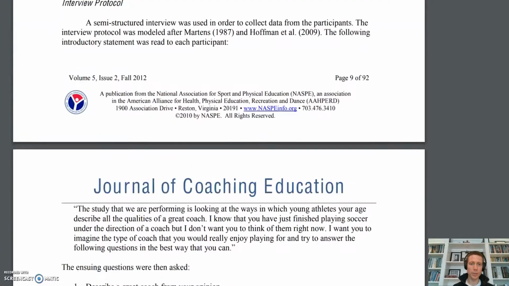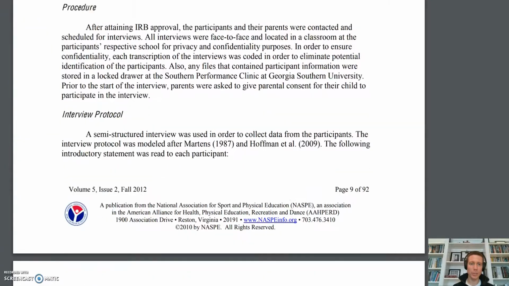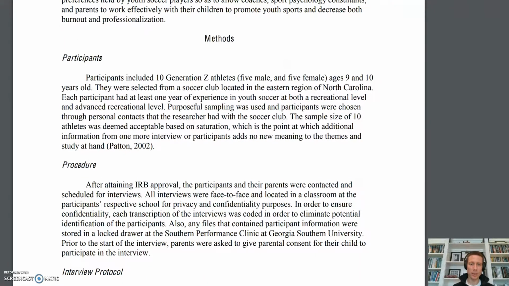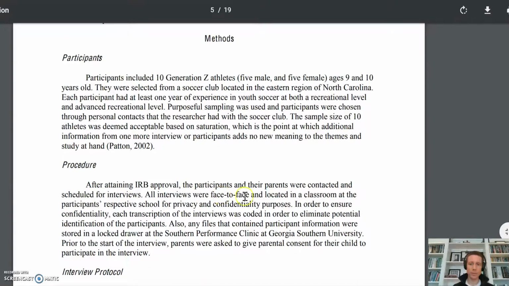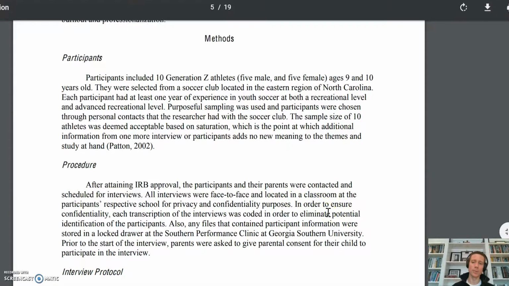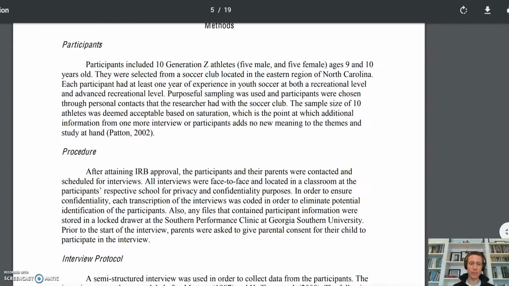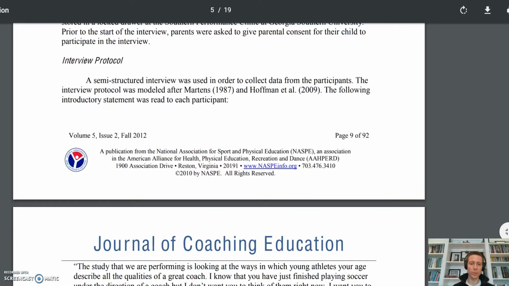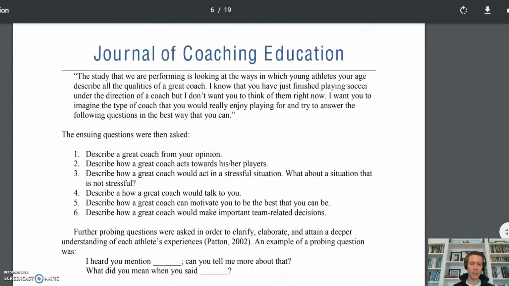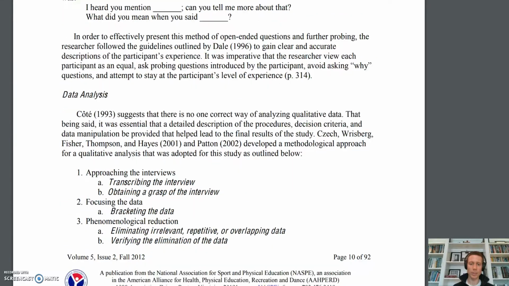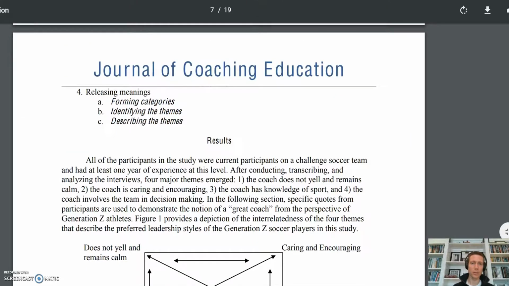And so here's the questions, interview protocol, but we can see that all interviews were face-to-face and located in a classroom. So we can see that it was qualitative in the sense that they interviewed the participants, and it goes through the interview protocol, and that is the type of data here that was collected. All right.